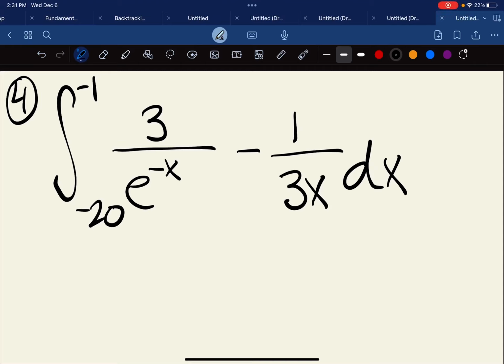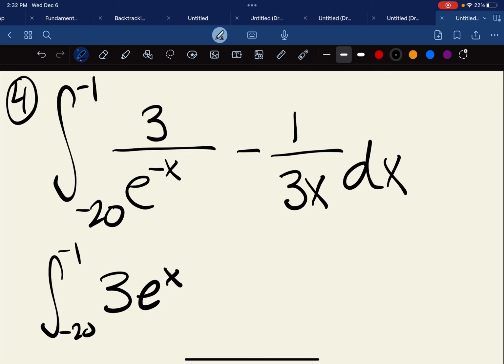Alright, so this is the last FDC Part 2 problem we're going to talk about here. So the first thing we can do is rewrite this in a way that it's just 3, and we want to bring this e to the negative x up to the numerator, right? And when you do that, you make the exponent negative. So you end up with e to the negative x, which is just e to the positive x. And then over here, it's just 1/3 times 1 over x dx.